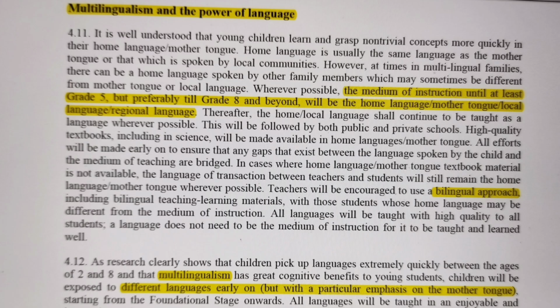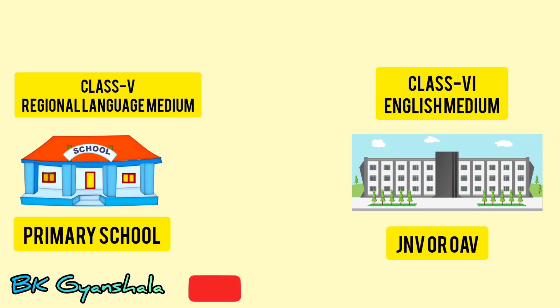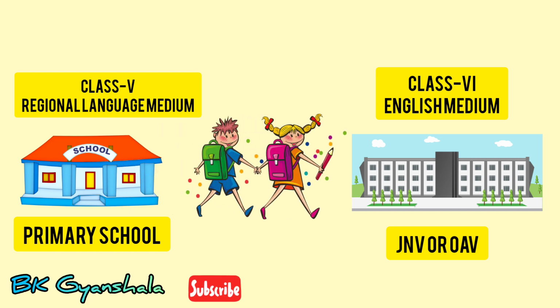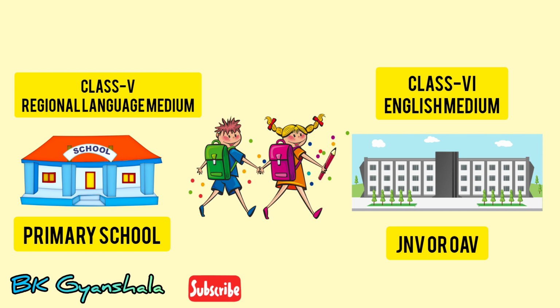Even before the implementation of NEP 2020, Jawahar Navodaya Vidyalayas, JNV at national level, and Odisha Adarsh Vidyalayas, OAV at state level in Odisha, take students for admission in class 6th and then lateral entry in 9th. Generally, the mission of both these types of schools is to provide quality English medium education to rural talents of the district or the block.